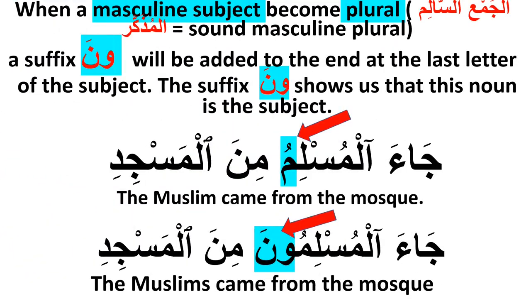When a masculine subject becomes plural, جمع السالم المذكر, sound masculine plural, a suffix una will be added to the end of the last letter of the subject. The suffix una shows us that this noun is the subject. جاء المسلم من المسجد. The Muslim came from the mosque. جاء المسلمون من المسجد. The Muslims came from the mosque.